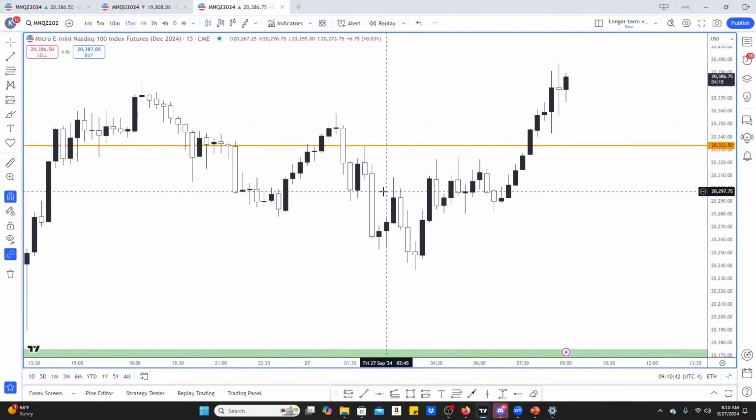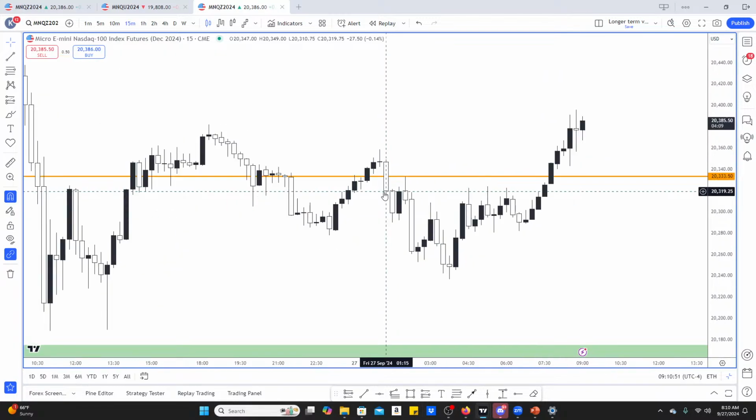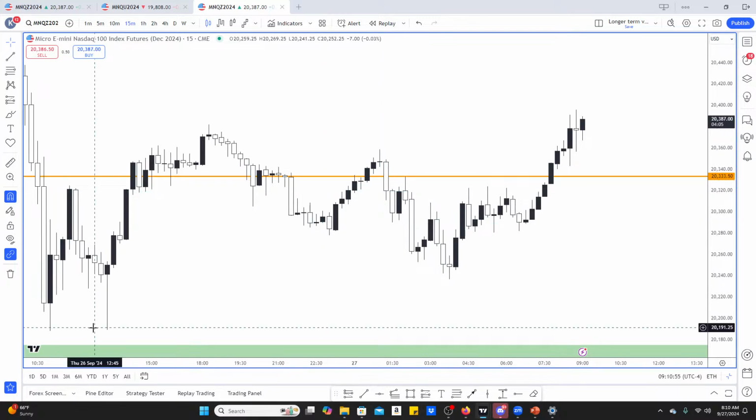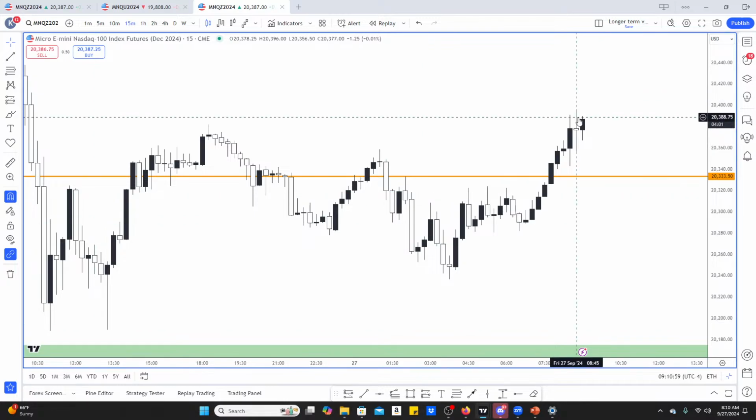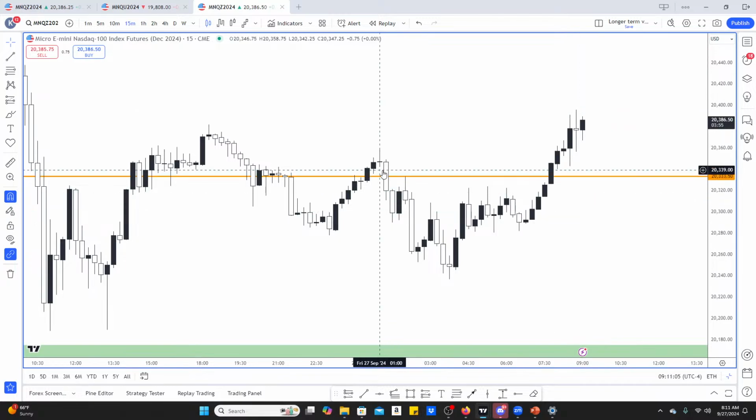Now, what would make me go short today and target these lows? If price starts going lower, I'm watching this fair value gap right here. Let's draw it out. I don't want to draw this out as my high time frame chart. Let's draw it out for clarity.